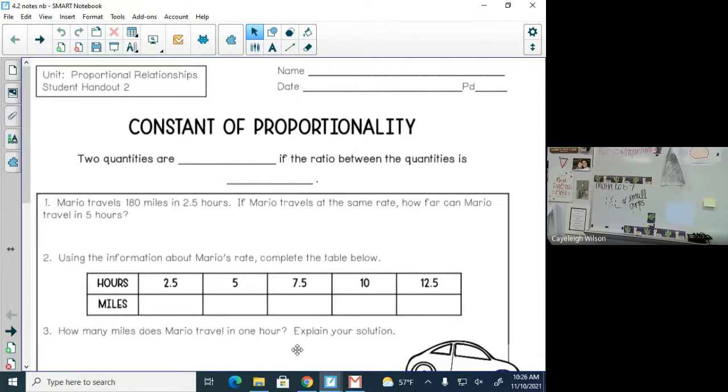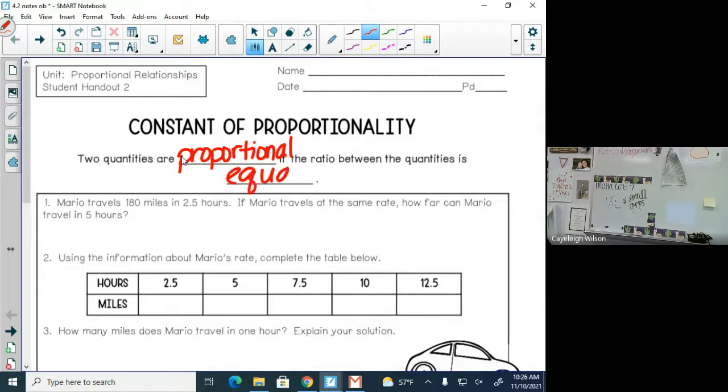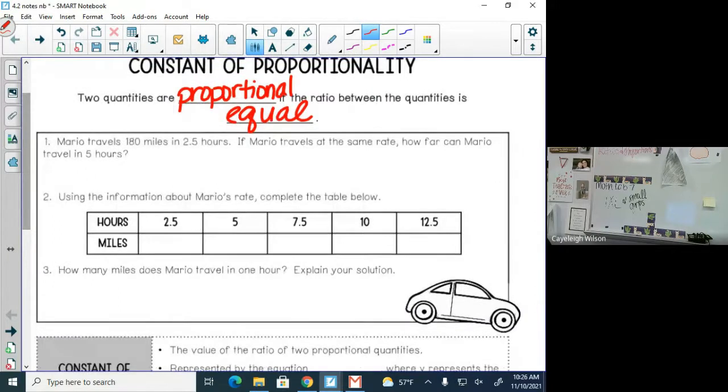So two quantities are proportional if the ratio between the quantities is equal. So we're going to tie in our proportions from yesterday along with a constant of proportion.